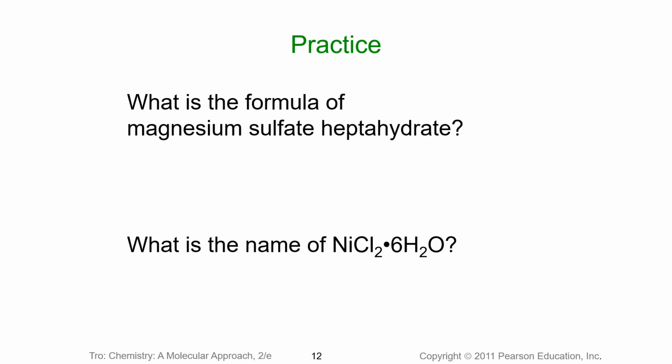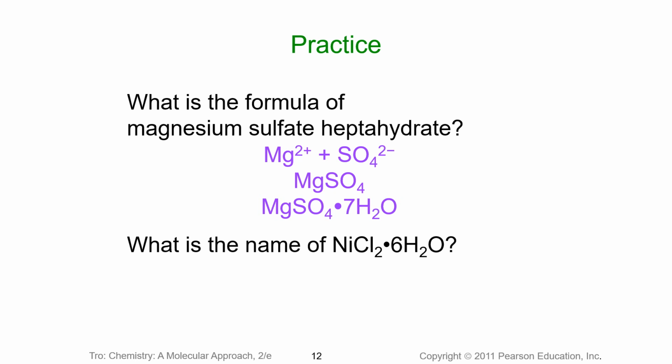Here's the practice for the hydrates. Write the formula or the name. Pause the video. Magnesium is a +2, sulfate is a -2. So when we combine these, it becomes MgSO4. The heptahydrate, hepta means there are 7, and hydrate means waters. So our formula would be MgSO4·7H2O.